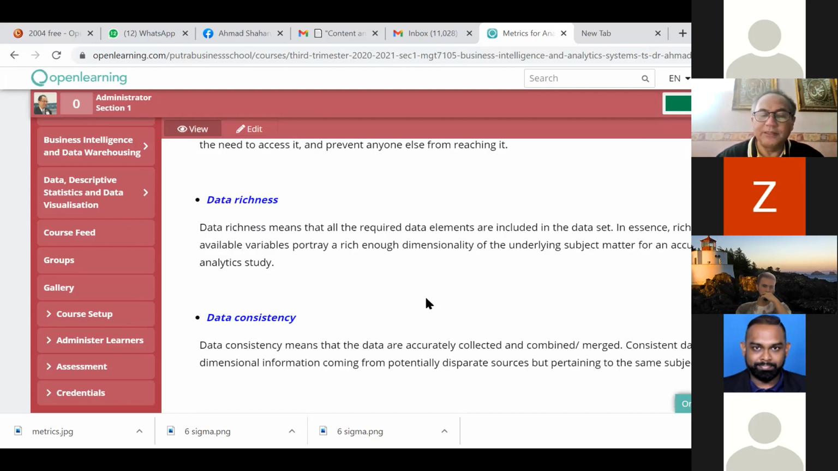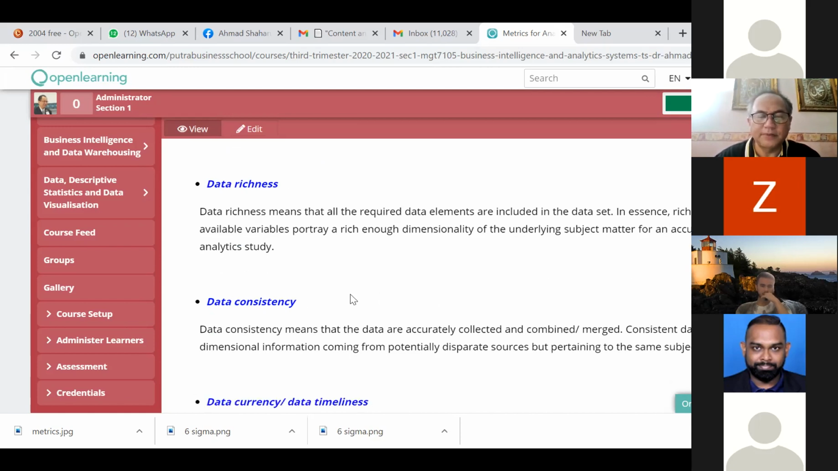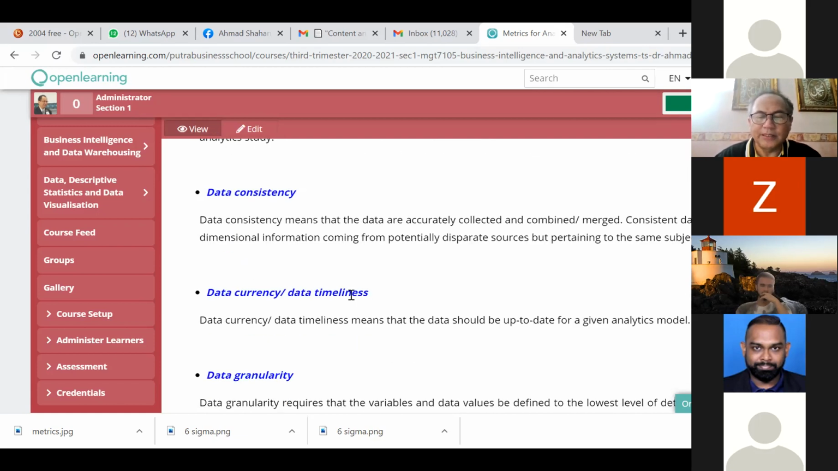Data consistency means that data needs to be accurately collected, combined and merged, and that it is consistent. It comes from different sources, but all the sources, especially when you merge data, need to be consistent. Then data currency: data must be up to date for a given analytics model. For descriptive analytics, we look at past data, but not too old. Usually we look into a few years of data so we can make comparisons and so on.